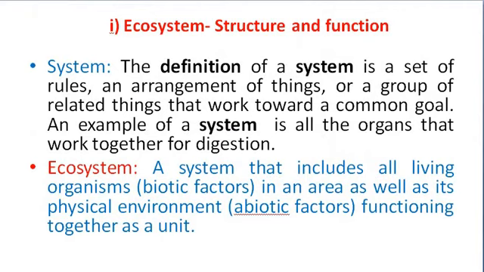Now, before going to describe about ecosystem, we should know what we mean by a system. A system means something which acts in coordination. Actually, all the parts of a system will work in a coordinated manner and ultimately it will function. As for example, here I have shown that a system is all the organs that work together for digestion. That is why it is known as our digestive system. Therefore, ecosystem can be defined as a system that includes all living organisms, that means the biotic factors, in an area as well as its physical environment, that means the abiotic factors, functioning together as a unit.